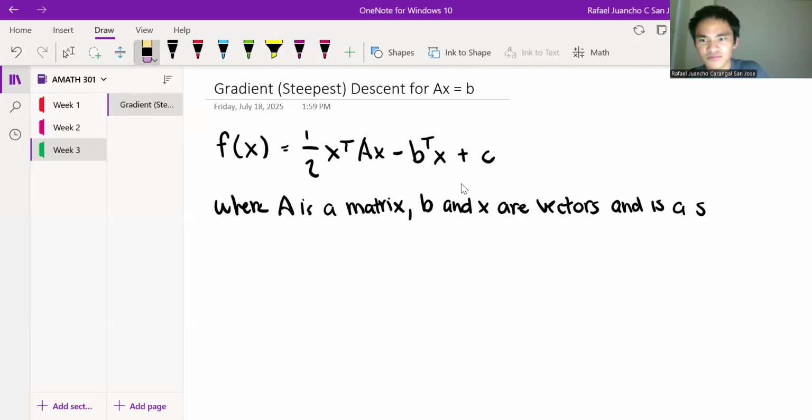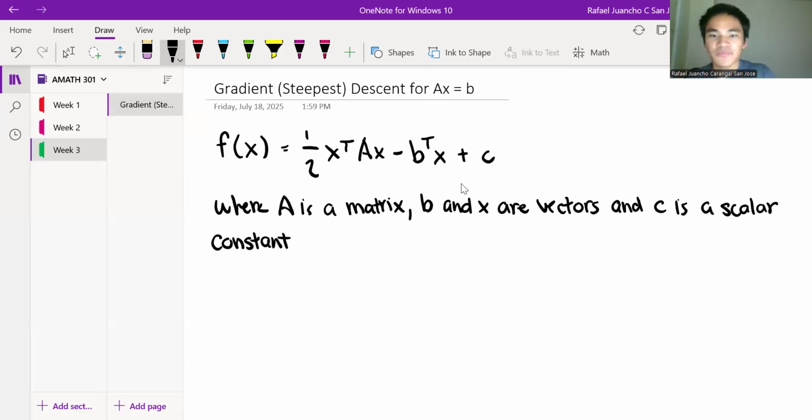C is a scalar constant. Here we note that the quadratic form produces a scalar value f of x. So this actually gives us a number for our f of x. Okay, so that's the quadratic form.